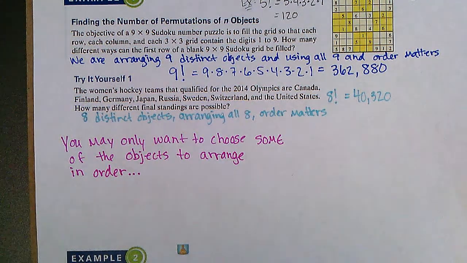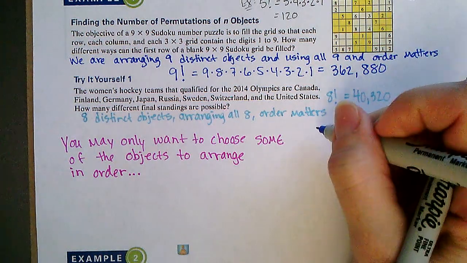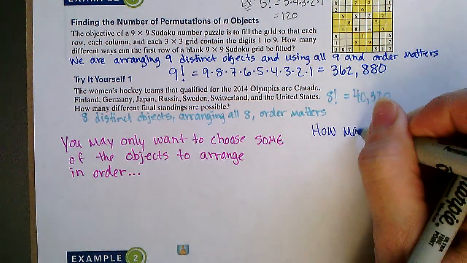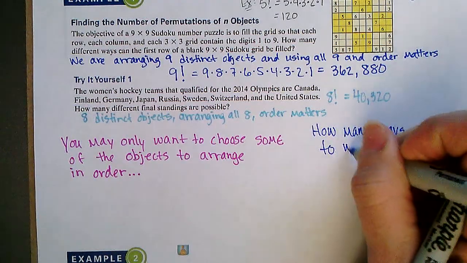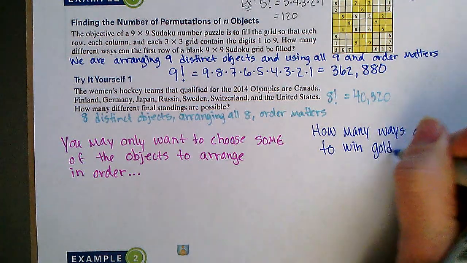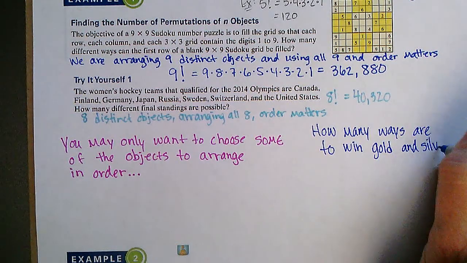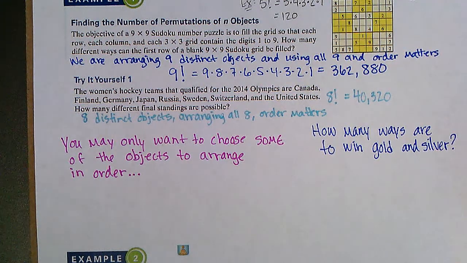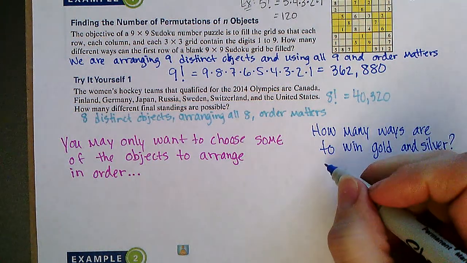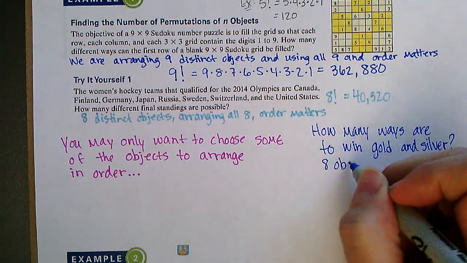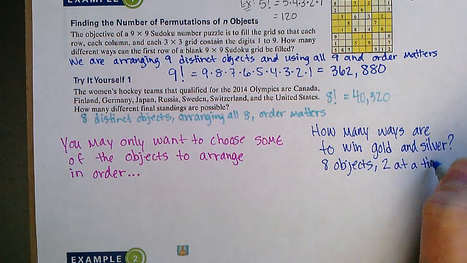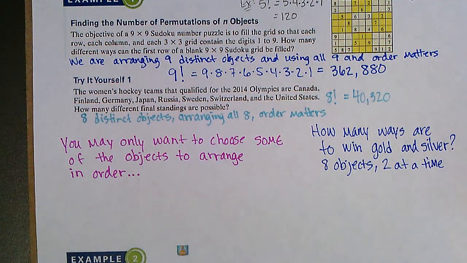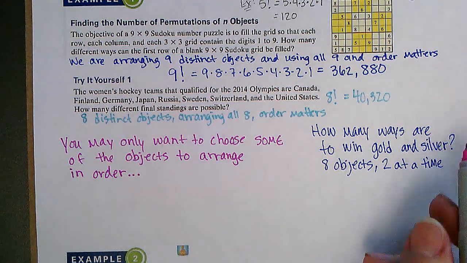So, for example, I may ask the question, how many ways would there be to win gold and silver? So now I don't want to arrange all 8 of my objects. I'm just going to have 8 objects, but I'm going to choose 2 at a time because I only have 2 places for gold and silver.